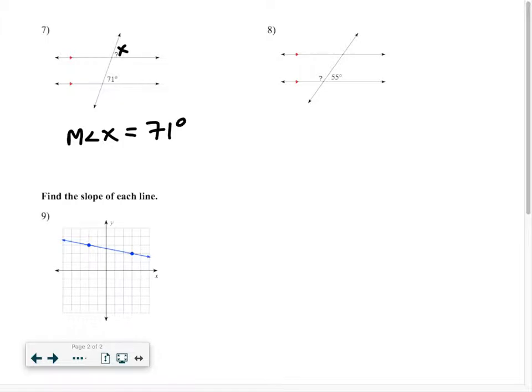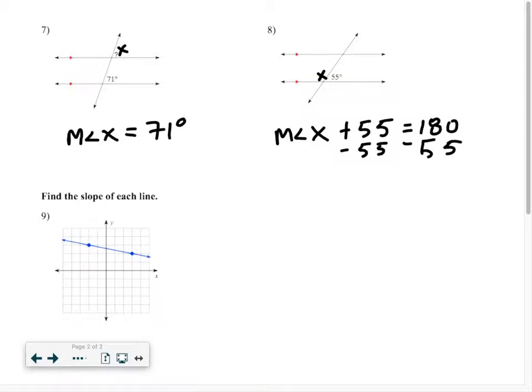All right, this last one, these are adjacent angles. These angles are a linear pair, and we do need to recall that linear pairs are supplementary. So these two angles would be supplementary. They would add to 180. So here we've got a little bit of work. It is as simple as subtracting 55 from both sides, and we would get that the measure of angle x is 125. Okay, so 125 degrees.